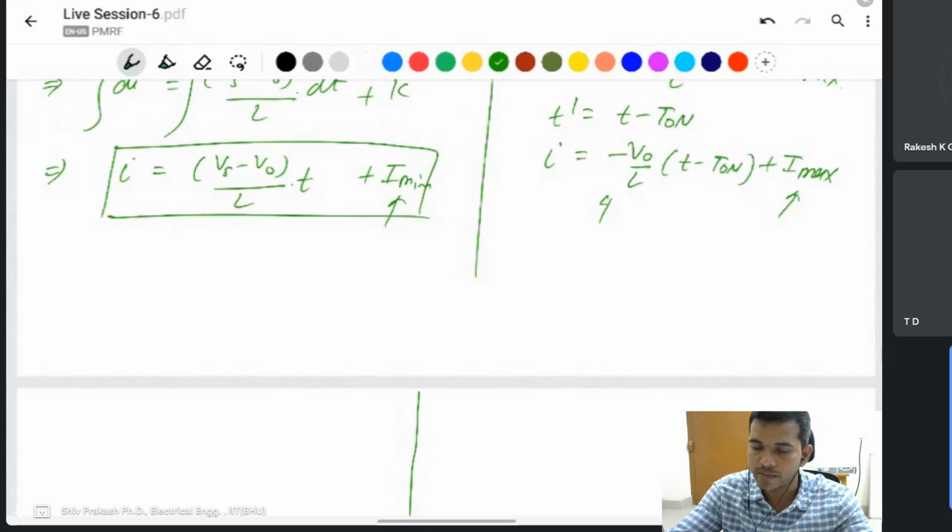Charge and discharge, but the average voltage will be 0. It means the average flux will be 0. Whatever flux is charged, the same flux will be discharged at that time. So in this equation, how do we find I minimum and I max?